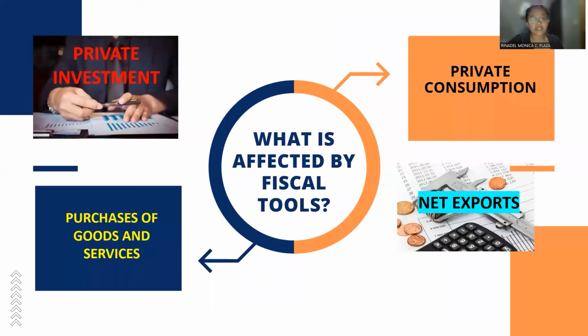So what is affected by fiscal tools? The government fiscal tools have influence on a variety of activities in the economy. This includes private investment, private consumption, purchases of goods and services, and net export. These activities listed are called aggregate demand, and they have an impact on the country's productivity.